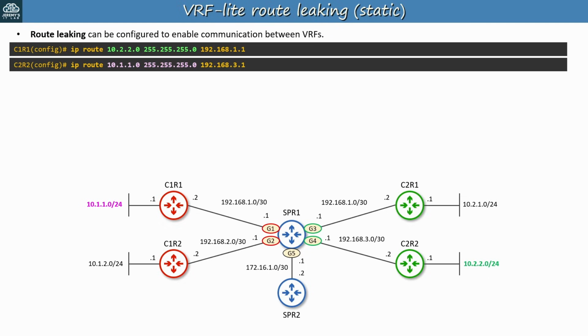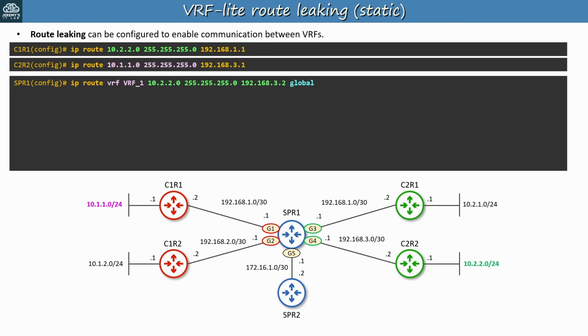And now let's move on to SPR1. In VRF1, we need a route to C2R2's LAN, and in VRF2, we need a route to C1R1's LAN. First, I configured ip route vrf VRF1, and then C2R2's LAN, 10.2.2.0/24, with C2R2 as the next hop, and finally the global keyword. Then in VRF2, I configured a route to 10.1.1.0/24, C1R1's LAN, with C1R1 as the next hop, and the global keyword again.